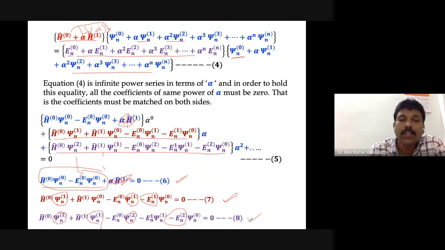So we will try to calculate what exactly is the first order correction to the energy, right? That is the first one. Similarly, what is the first order correction to the wave function, and what is the second order correction to the energy? So these are something that we will try to calculate in the next 20 to 30 minutes.